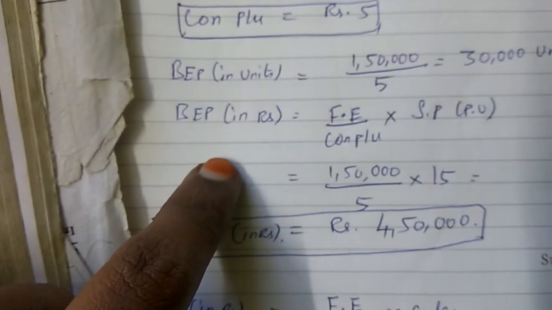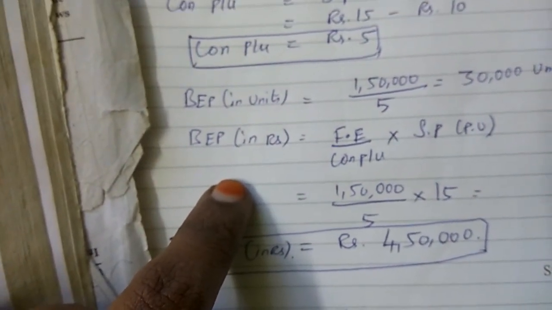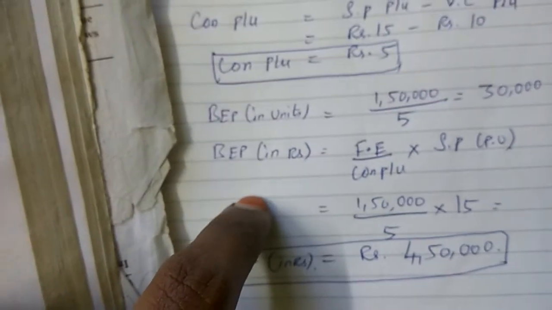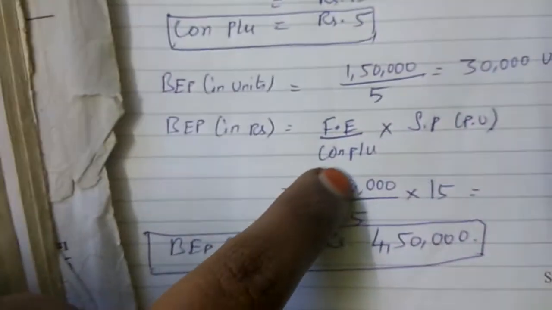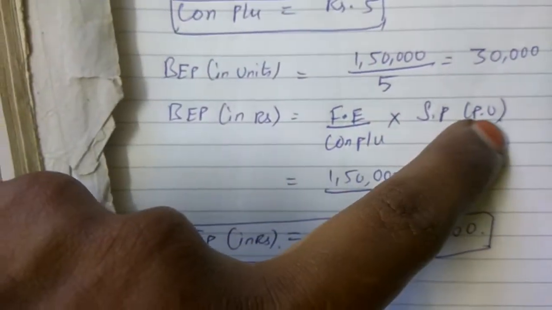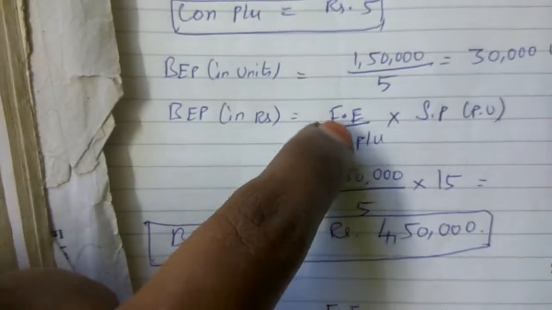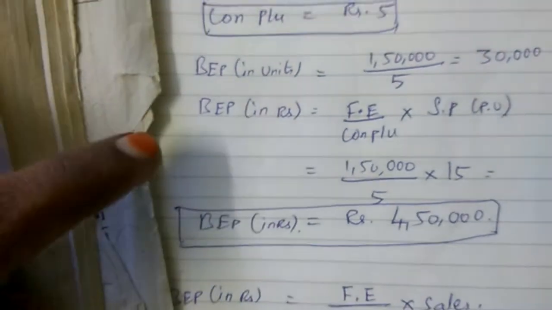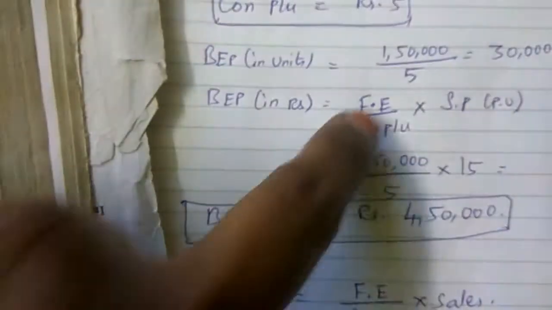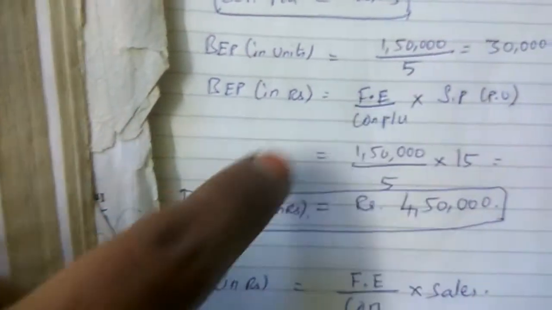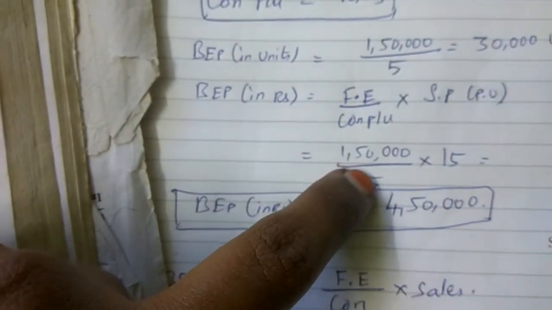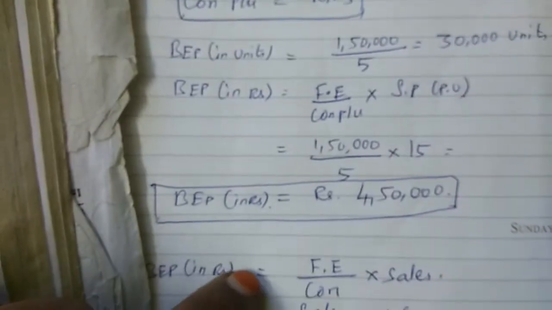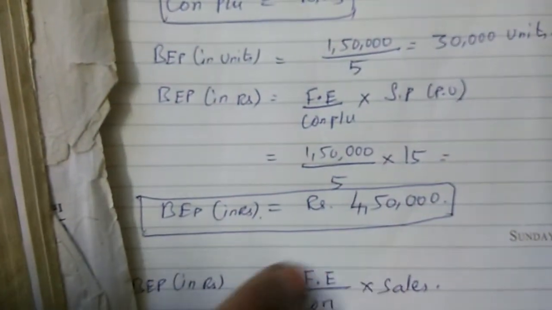Then, if possible, we can find the break-even point in rupees as well. For that, we proceed as follows: fixed expenses divided by contribution per unit into selling price per unit. Or you may write fixed expenses divided by contribution into sales. Here we have only per unit information, so we write it per unit. This is 1,50,000 fixed expenses divided by contribution 5 into selling price 15. We get the break-even point in rupees as 4,50,000.